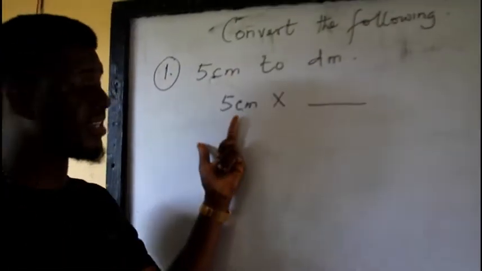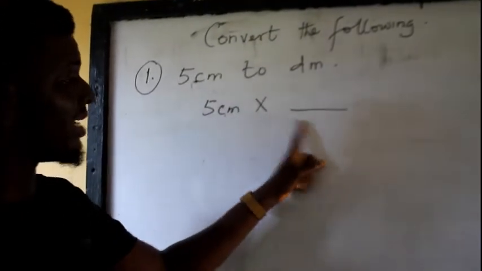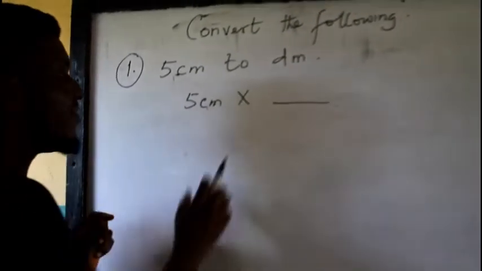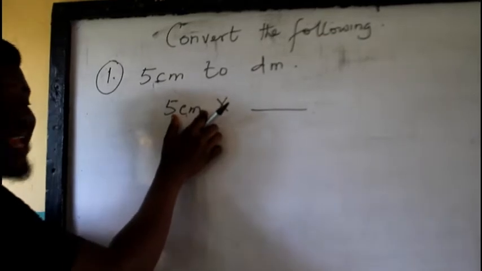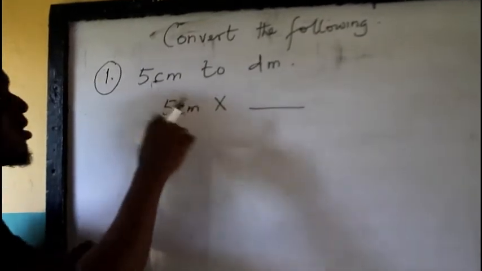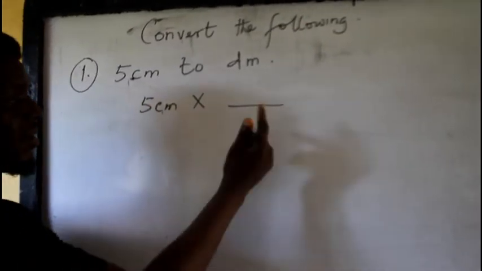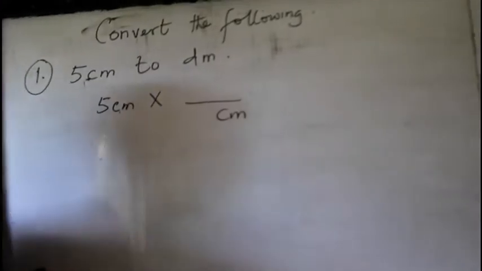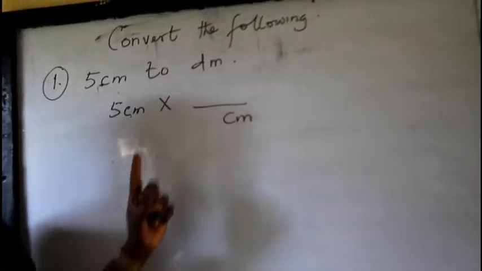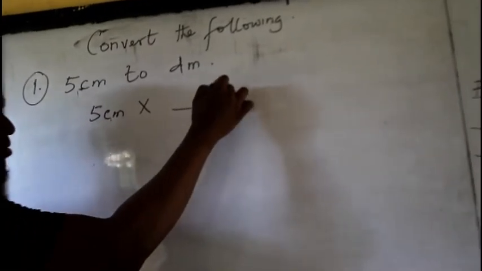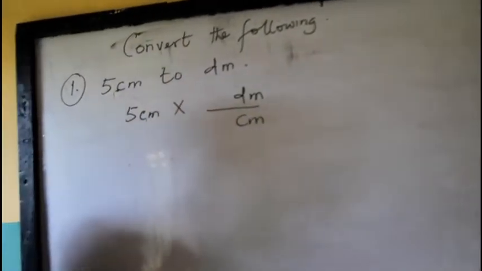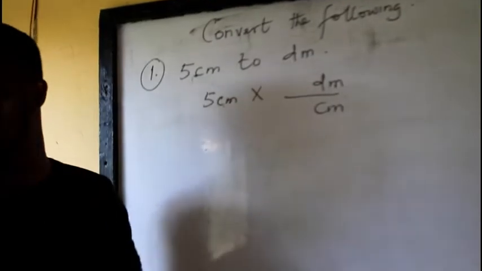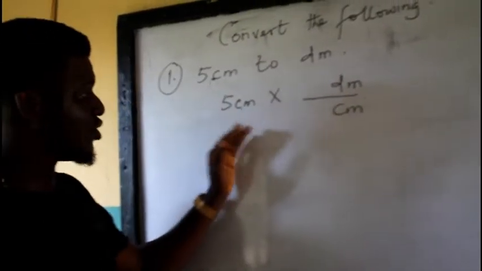So we have 5 centimeter multiplied by a dash. Now we have the centimeter that we are converting from. The centimeter comes down. Write it here. And we have the decimeter that we are converting to comes up. Very simple. You do that first before you continue. Do that first. Look at it.